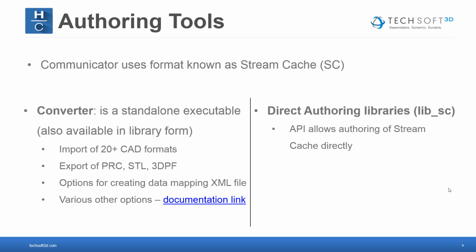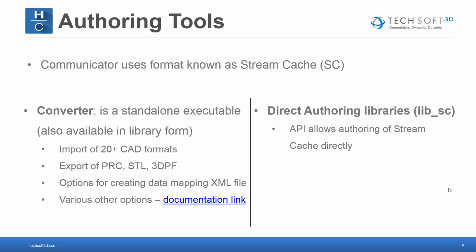Okay, so the way you create these files, there's two ways. One is Hoops Converter, which is a native application that we ship with the product. We also have a library form of it, which we'll talk a little bit about later. But Hoops Converter is essentially a wrapper around Exchange that will use its import capabilities to create these SC files. And there's a number of command line options. We'll review those in the documentation a bit later.